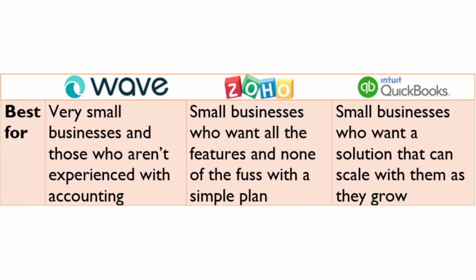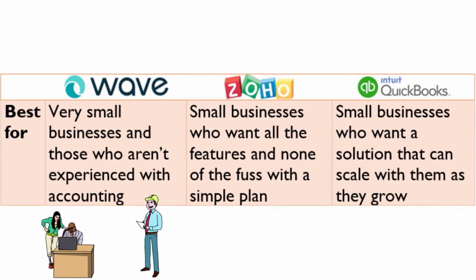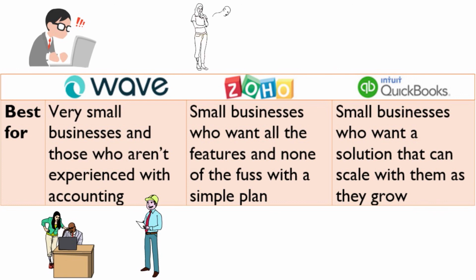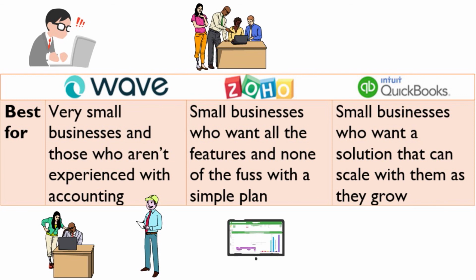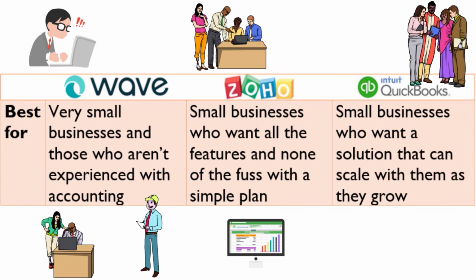So I'm showing you right now on the screen here a recap of what each software is best for. Wave is best for very small businesses, micro businesses and solopreneurs, as well as those who are not experienced with accounting. That's what Wave is great at. What about Zoho? Zoho is best for small businesses who want all the features and none of the fuss with a simple plan. And what about QuickBooks? QuickBooks is the best for small businesses who want a solution that can scale with them as they grow. So it really depends on your needs.